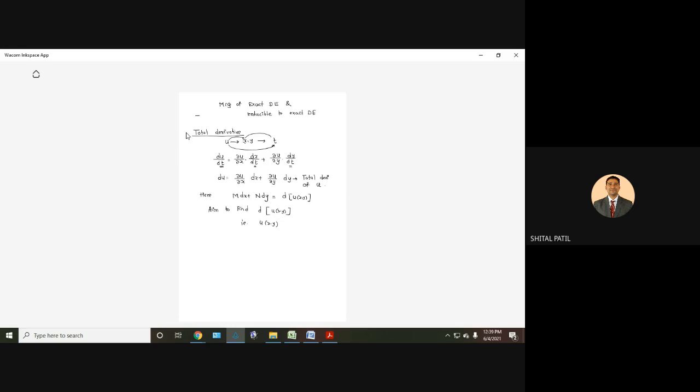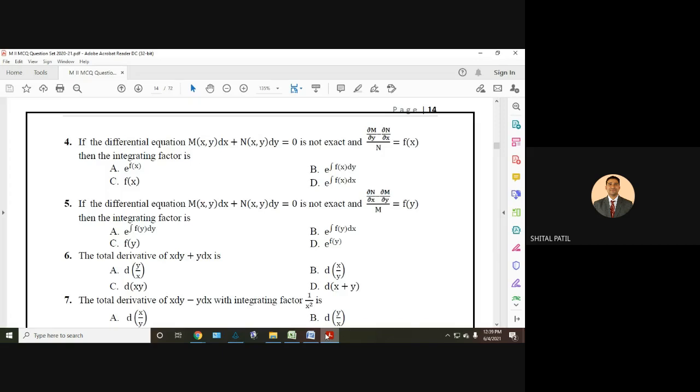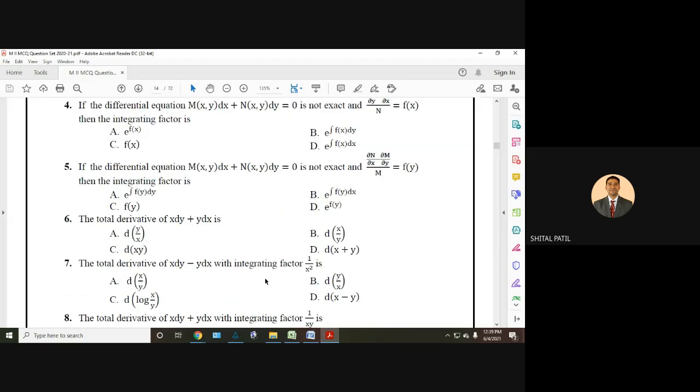Let's solve. We have written the concept. We'll go through the example. Example number 6. Start writing with dx: y dx plus x dy. Write in this way. So whose derivative will be this? Also y dx plus x dy.